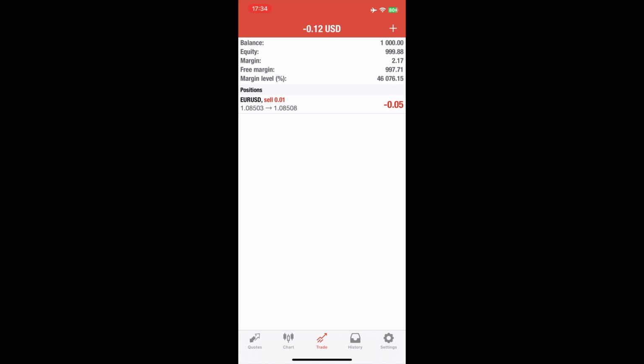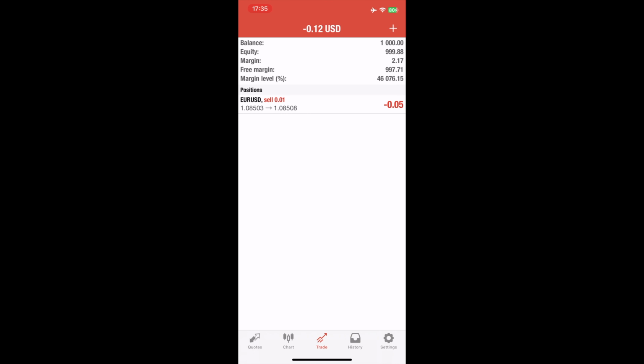What can you see up here also? The balance is still 1,000. So my balance will remain the same until I have closed this trade. But equity is reducing already. As you can see, the equity is reducing already, right? This is 999.90. Now I'm selling with 0.01, and I'm in a negative of minus 0.05.